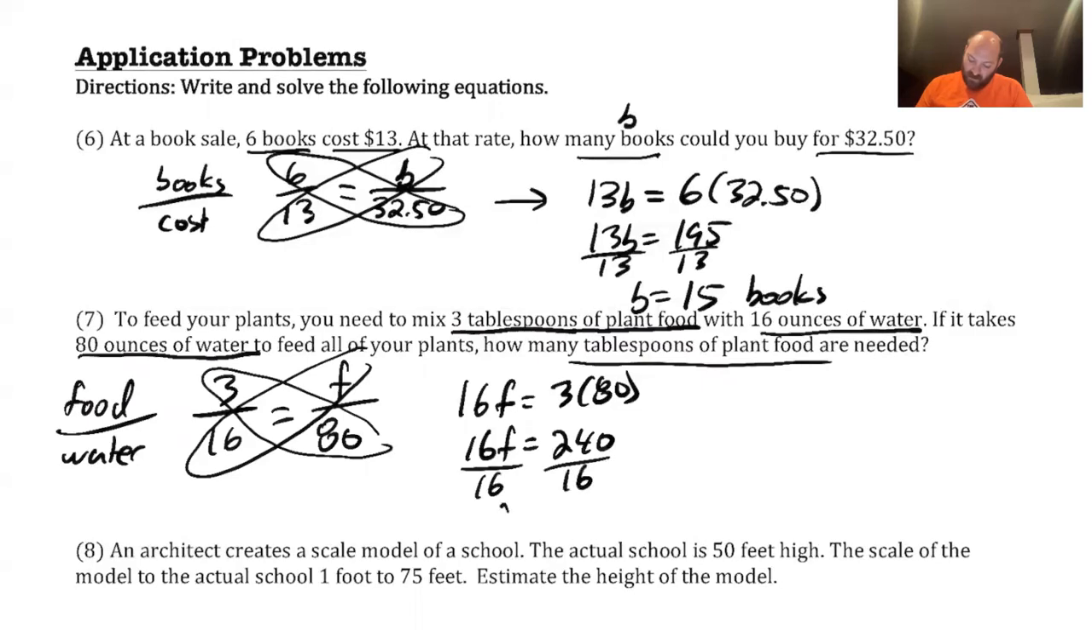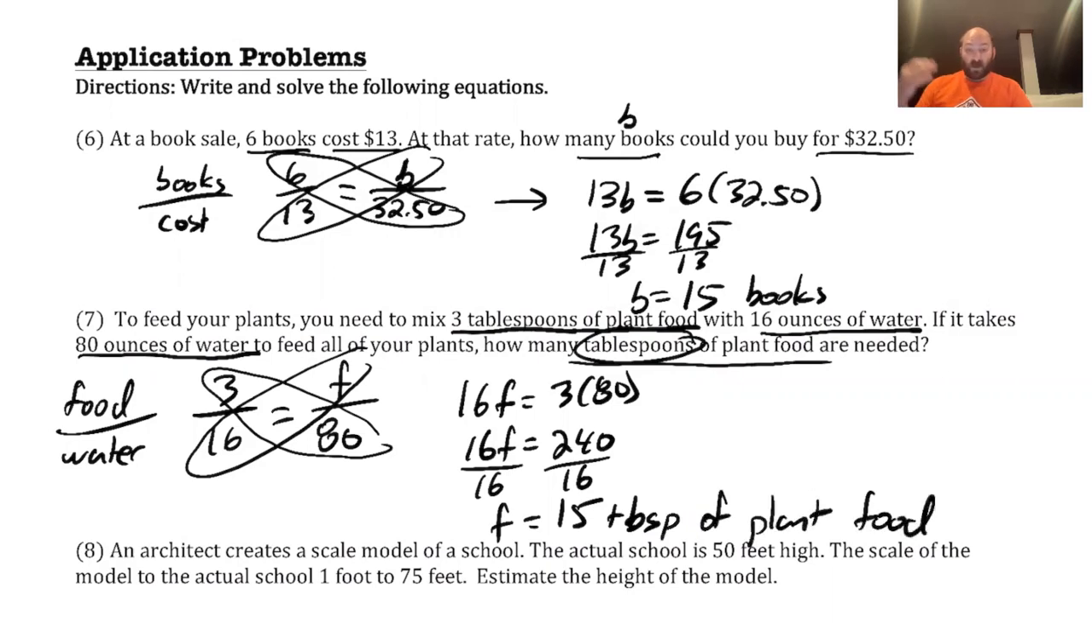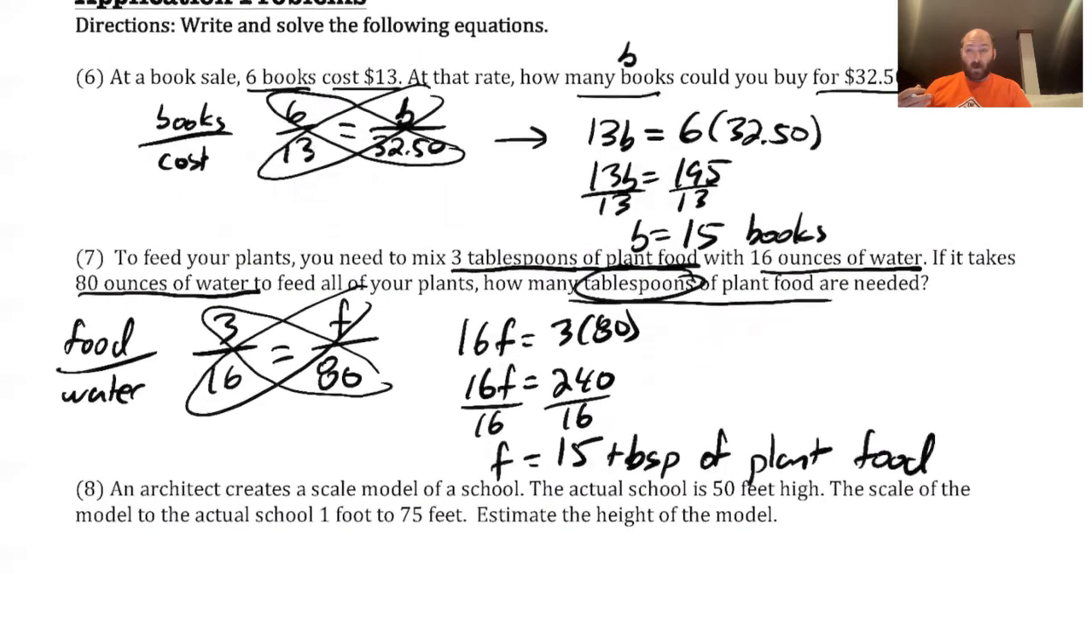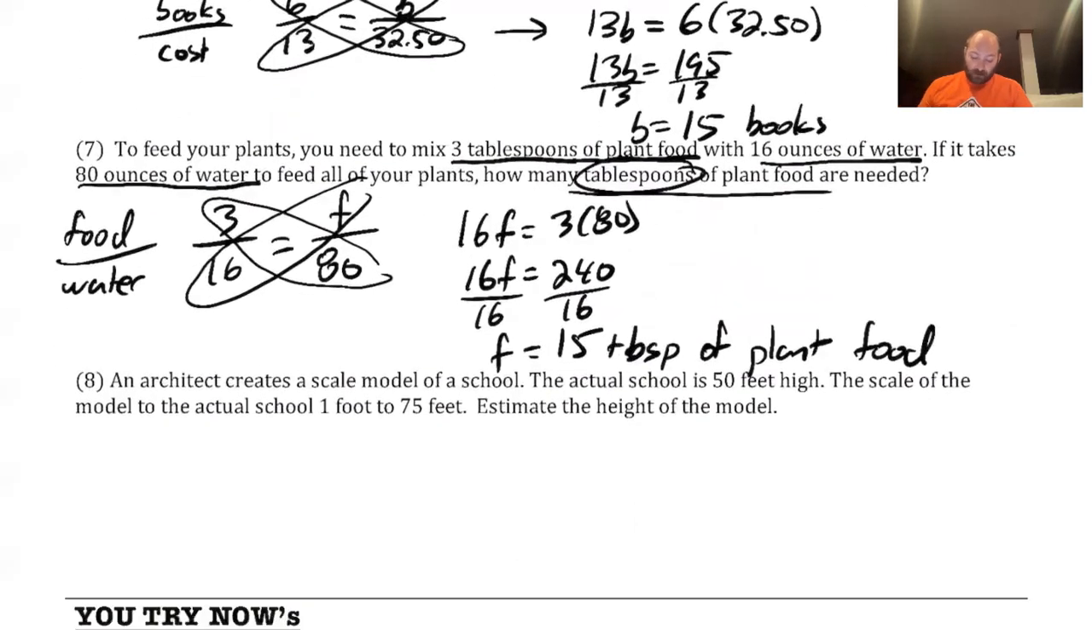Divide both sides by 16. So the amount of food is going to be 240 divided by 16. That gives me 15. Oh, 15 again. When I look back at my question, it's tablespoons. So 15 tablespoons, which is TBSP, of plant food. And there's that context. These are word problems, so I want to answer in context is the goal.